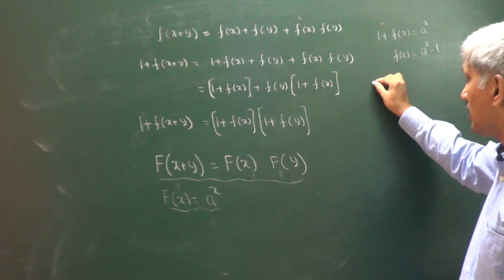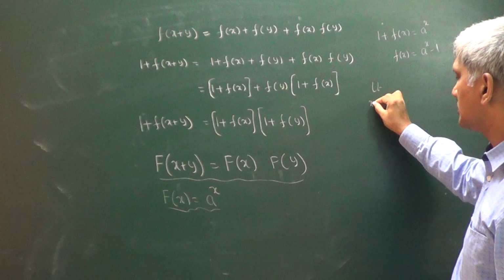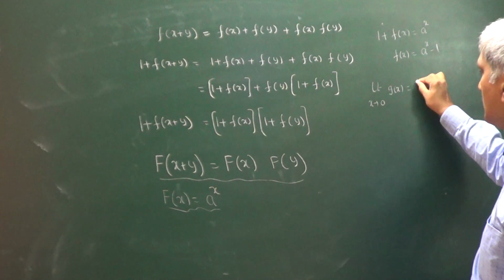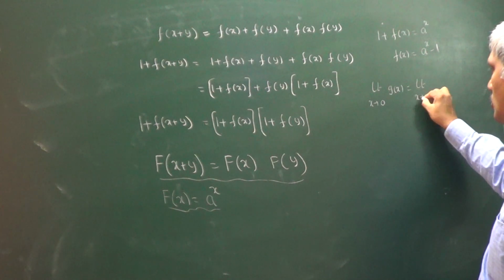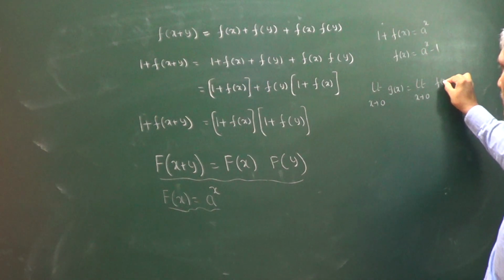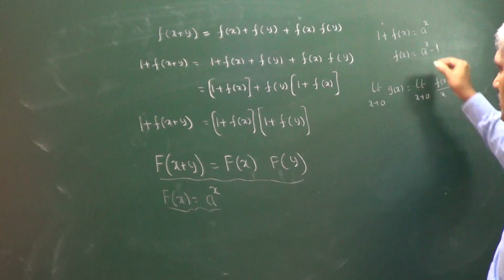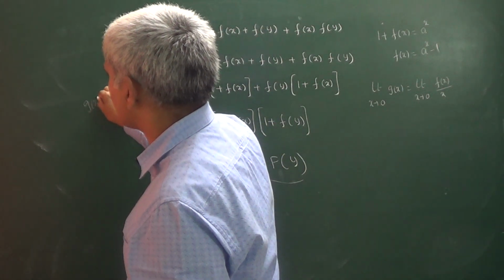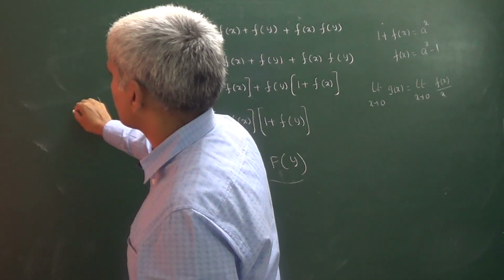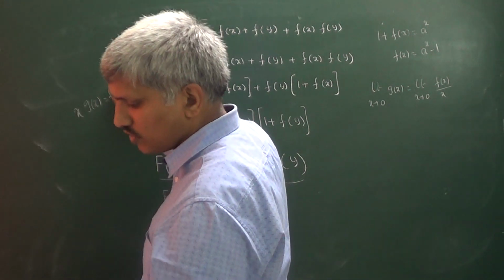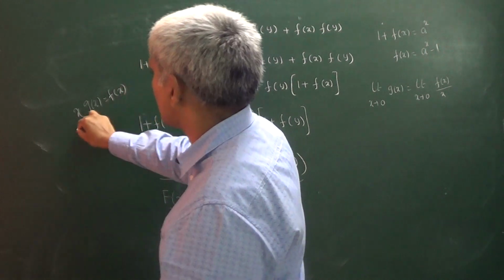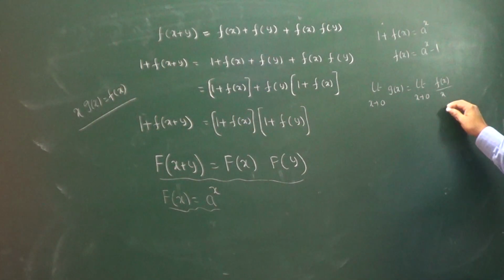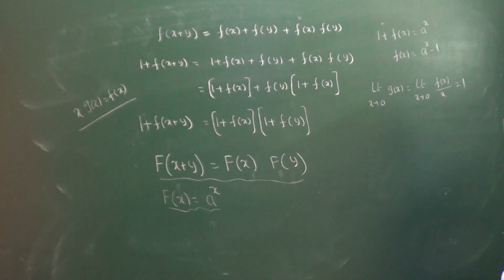But in the question, they have given limit x tends to 0 of g of x, which is nothing but limit x tends to 0 of f of x divided by x. That is the information given in the earlier question: g of x is equal to f of x by x. That limit value is given as 1.